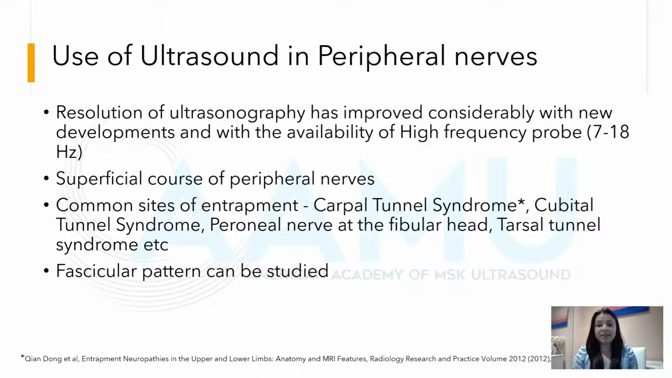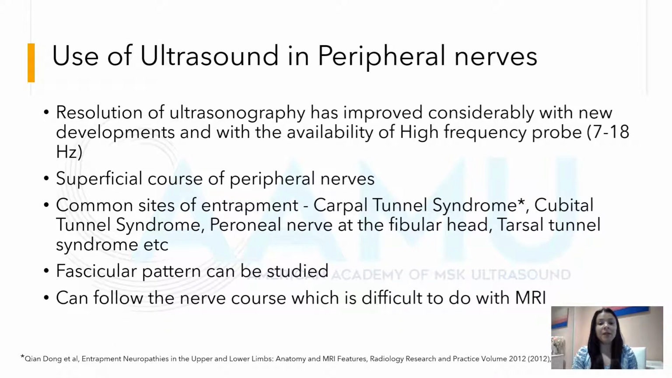Because of the detail that is available with the use of ultrasonography, we can see the fascicular pattern inside the nerve. And we can also see the ecotexture or internal architecture of the muscle. Nerves run in a multiplanar course. So, with ultrasound, you can easily follow the course of the nerve, which is multiplanar, and also varies along the course. It also varies in depth.